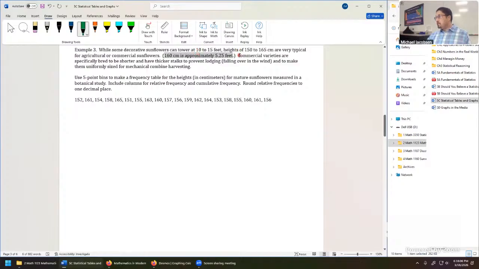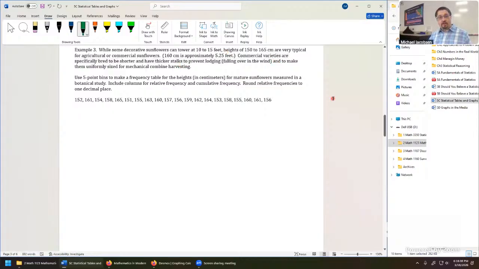So it says next, commercial varieties are specifically bred to be shorter and have thicker stalks to prevent what they call in this industry lodging, which is their way of saying falling over in the wind. If you've ever grown these impressive sunflowers, one bad windstorm like we had just last week means they're all possibly wiped out, which is kind of frustrating. So with commercial sunflowers, they grow them smaller, around 5.25 feet, with bigger stalks so they don't fall over.